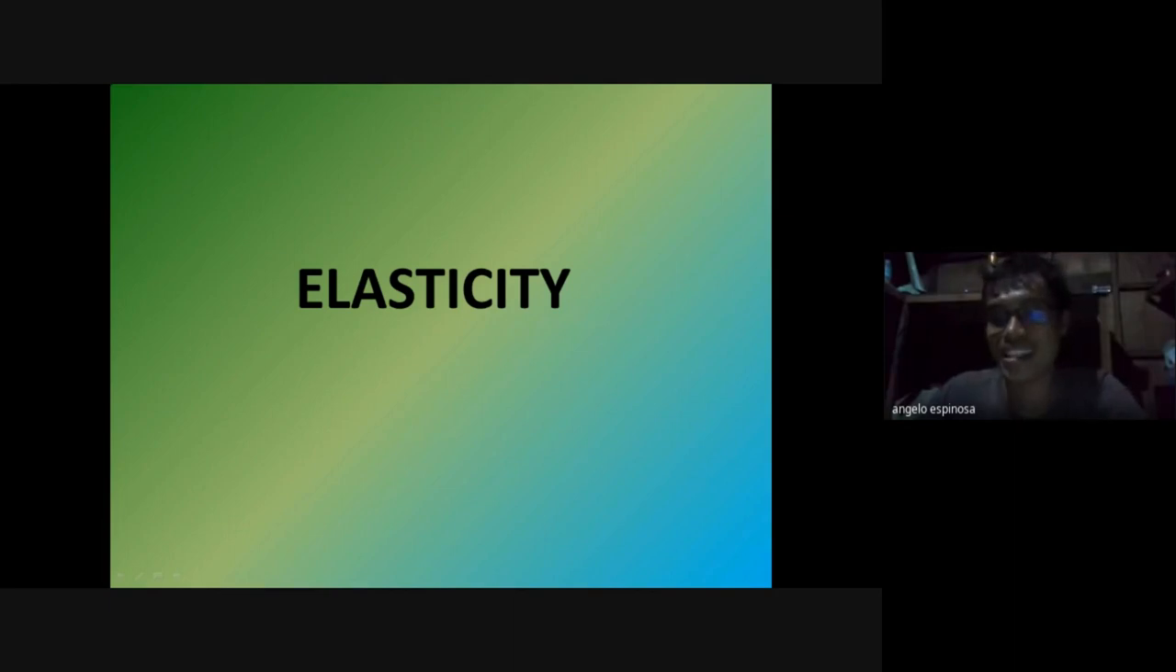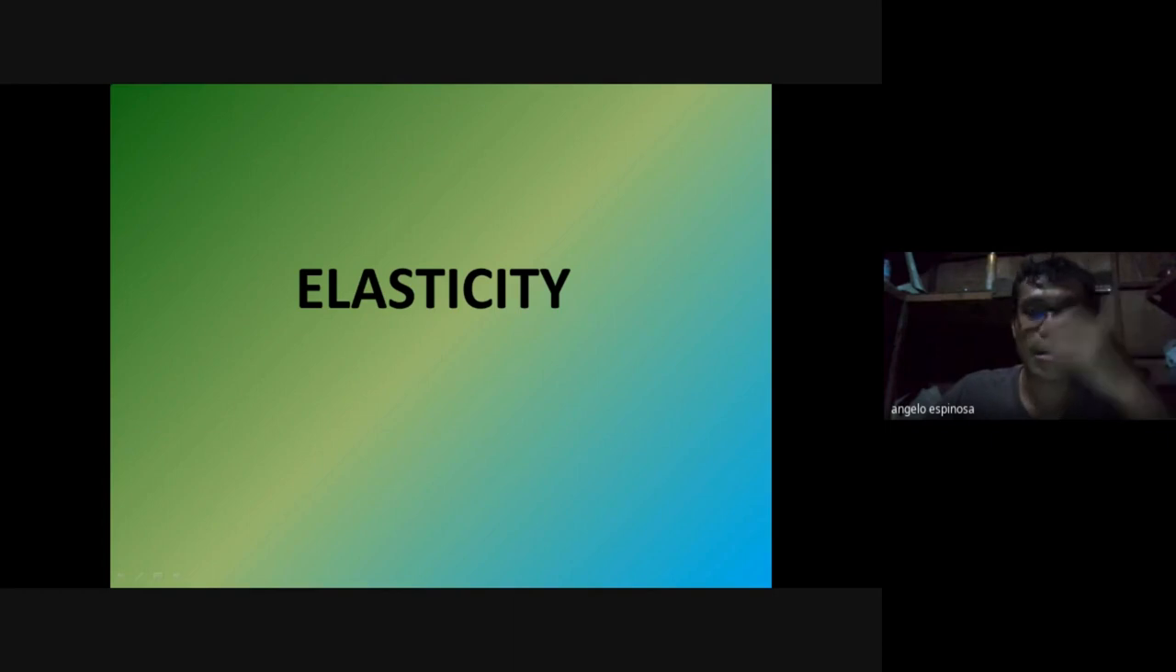Elasticity, 'di ba? Ang elastic na klase ng isang bagay ay flexible. Ibig sabihin, pag sinabi mong flexible, kahit anong gawin mo sa kanya, kaya niyang mag-bend or kaya niyang makiuso, or makisabay sa panahon or makisabay sa anuman yung pwede mong gawin sa kanya. So that is being elastic. So that is what we call elasticity.